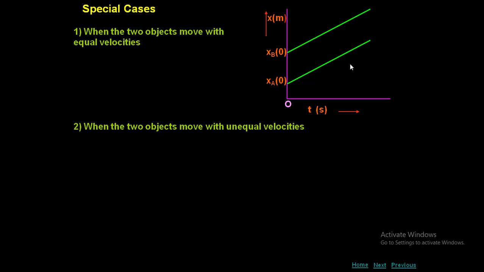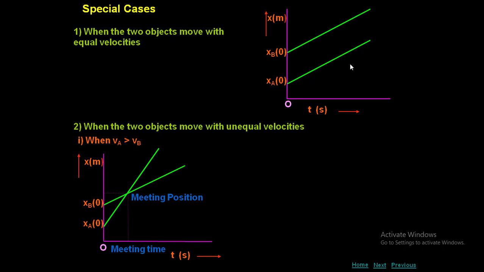When the two objects move with unequal velocities, that is when VA is greater than VB, how can we represent the same? Both the lines are going to intersect at one particular point, and that particular point is called the meeting position. The time is called the meeting time. Now here A is moving with more speed than B.